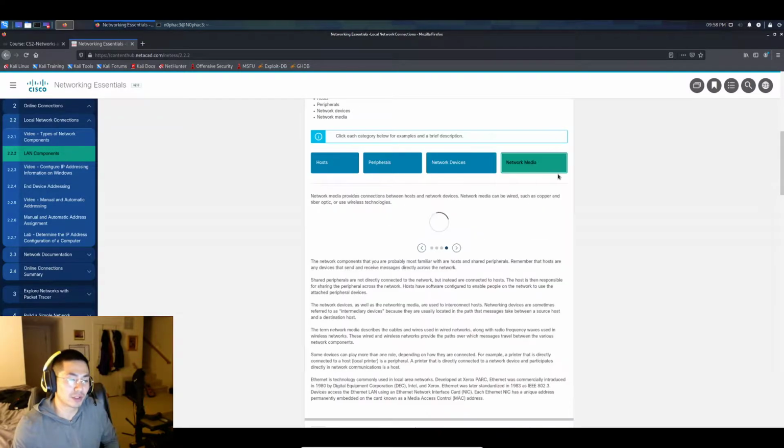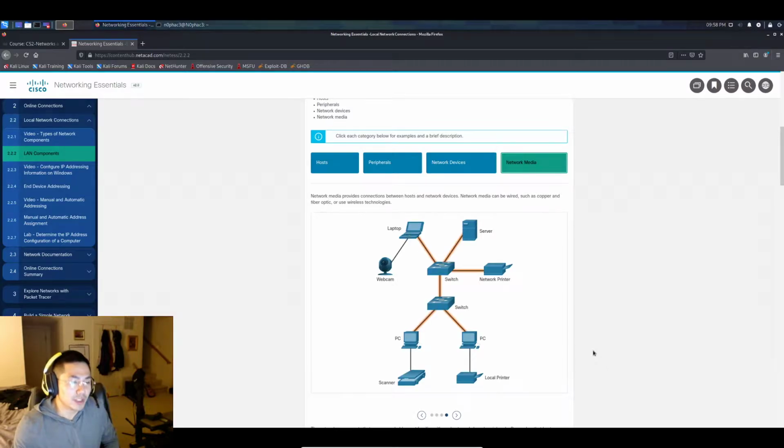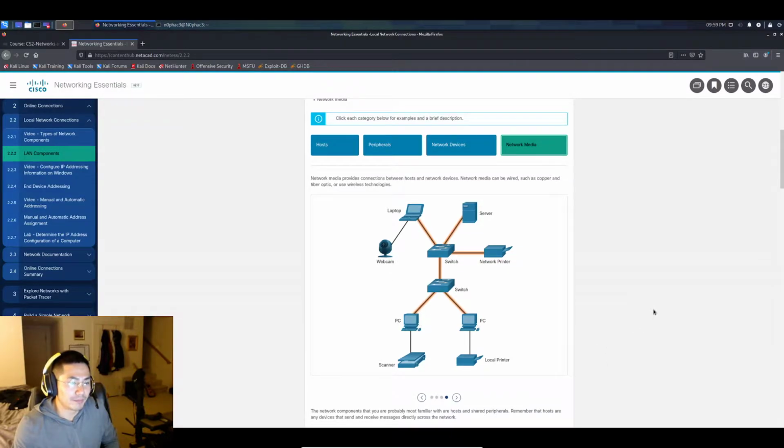And then we also talked about the network media, the way that all these devices are connected and how data travels, right? And more specifically, how data travels, and that can be through Ethernet cables, through copper coaxial cables, through fiber optic cables, and of course, everybody's favorite Wi-Fi.